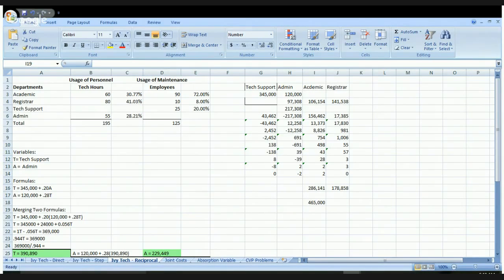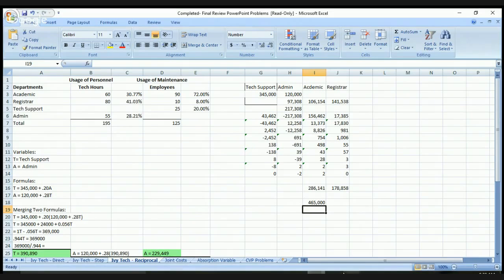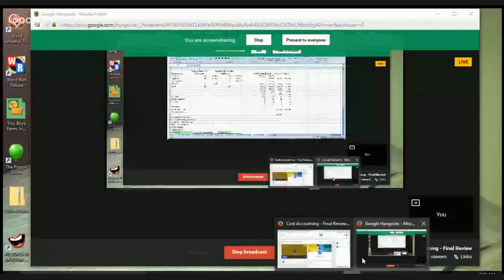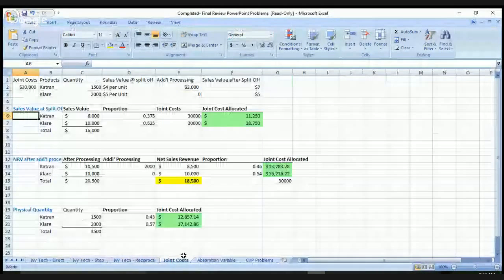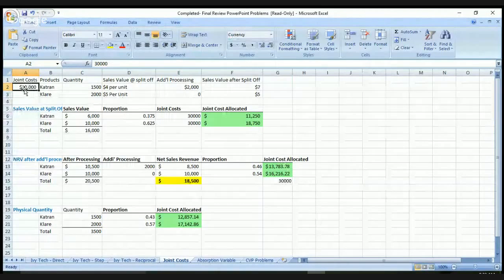Catran can be sold at split off point at $4 per unit, or it can be processed for additional cost of $2,000 and sold for $7 per unit. Claire basically is left alone. It's not further processed, and at the split off point, it would be sold at $5 per unit. So now, if I go back to the Excel spreadsheet, again, this is available to you. We have the information. We have joint costs of 30,000, and that's what we're trying to allocate.